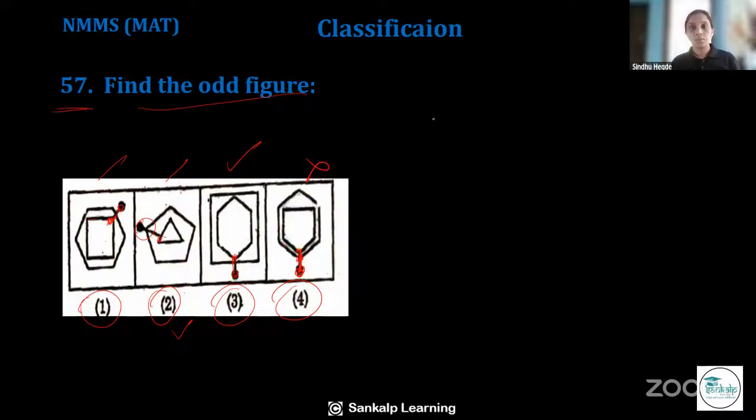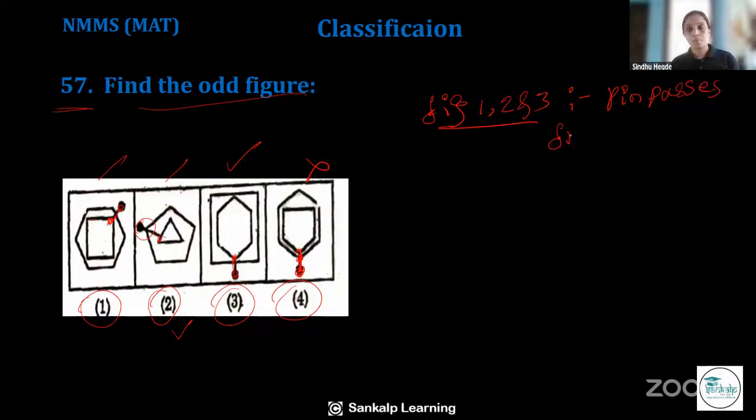So in figures 1, 2 and 3, the pin passes through a vertex of the inner shape. Only in image 4, the pin passes through both the inner and outer shape vertex. So here figure 4 is different.